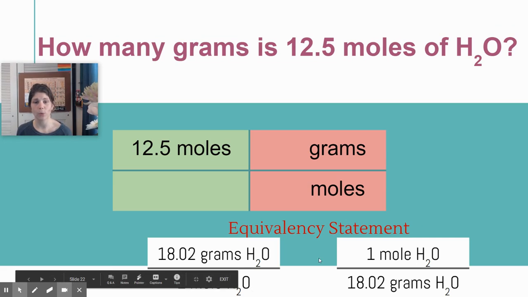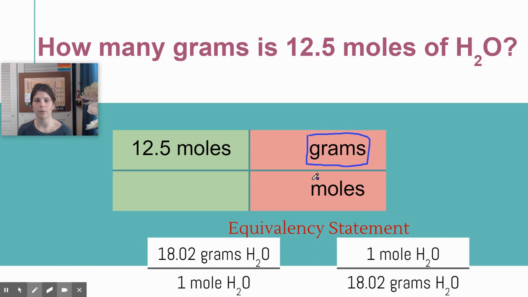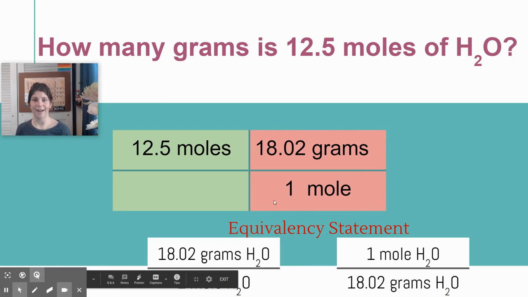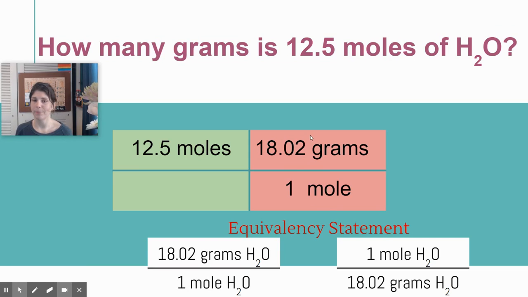So which one of these equivalency statements do we want to use? Well, we want to use the one that has grams in the top and moles in the bottom. Which equivalency statement has grams in the top and moles in the bottom? This one does. So I'm just going to plug in this equivalency statement, 18 grams over 1 mole right there. So again, I matched the units. I want to convert to grams. I'm converting from moles. So I plugged in my equivalency statement. This is called the molar mass here.